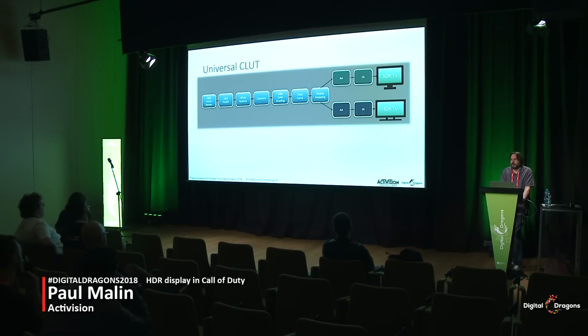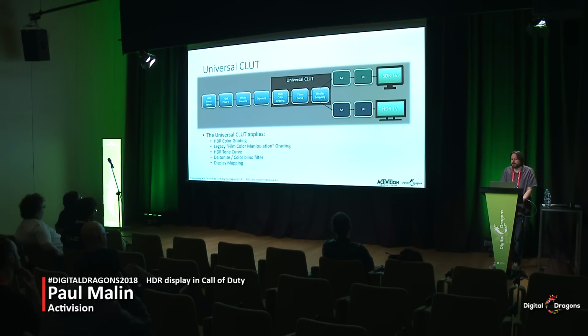In the new color pipeline, we used a color lookup table called the universal CLUT in the code to apply some of the color transformations. The input to the universal CLUT is a linear color after exposure is applied. The output from this is a value that we can output to the display. We baked a number of color operations into the universal CLUT. HDR color grading, the HDR tone curve, the color blindness accessibility filter, and display mapping were all applied as part of this lookup table. Applying these expensive operations in a single lookup table was a big performance saving.